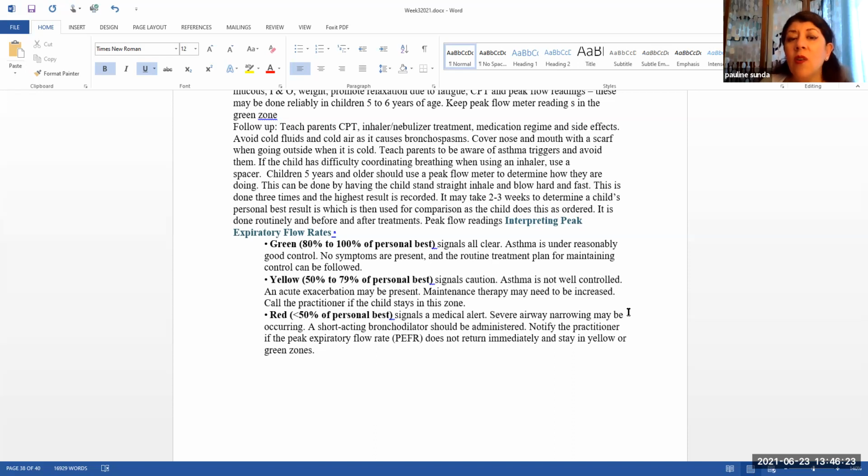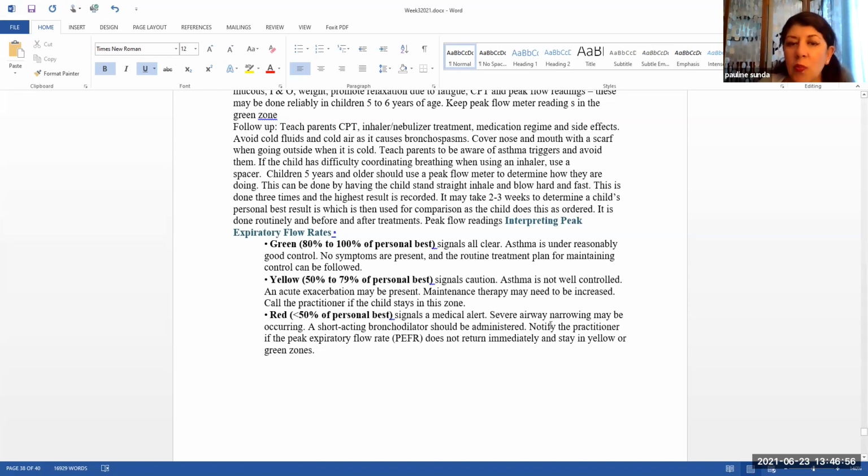Children 5 years old and older should use a peak flow meter to determine how they are doing. This can be done by having the child stand straight, inhale, and then blow hard and fast. This is done 3 times, and then the highest result is recorded. It can take maybe 2 to 3 weeks to determine a child's personal best, and then this is going to be used for comparison as the child does this as ordered when they are at home. It is done routinely and then before and after treatments.